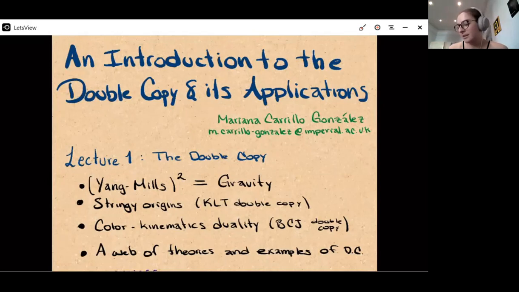And later on, it's the color-kinematics duality, the so-called BCJ double copy from Bern, Carrasco, and Johansson. And this actually explains in a deeper way why we can square kinematics and actually find gravity. And at the end, I'll just show you that there's actually more than just Yang-Mills and gravity. There's a whole relationship of theories that you can find with this double copy. And also you can find classical solutions.